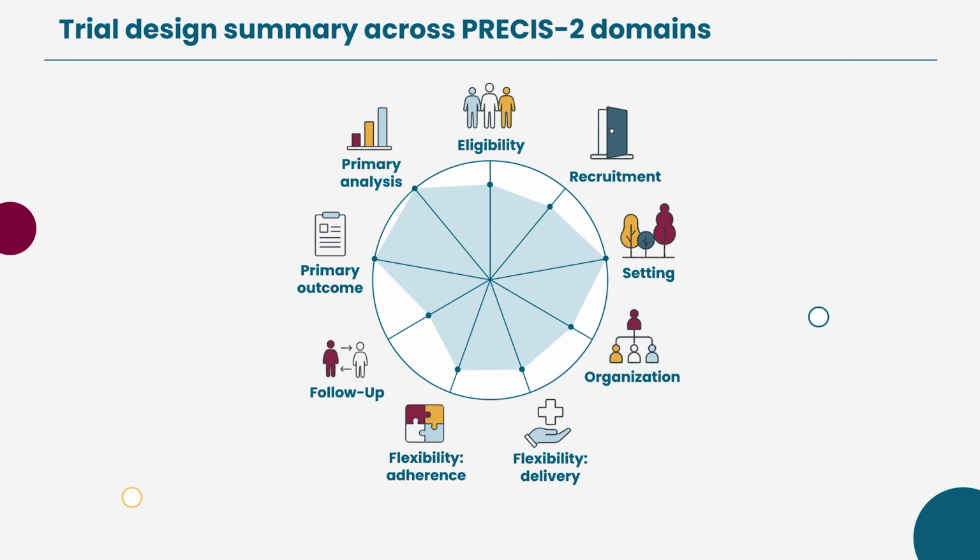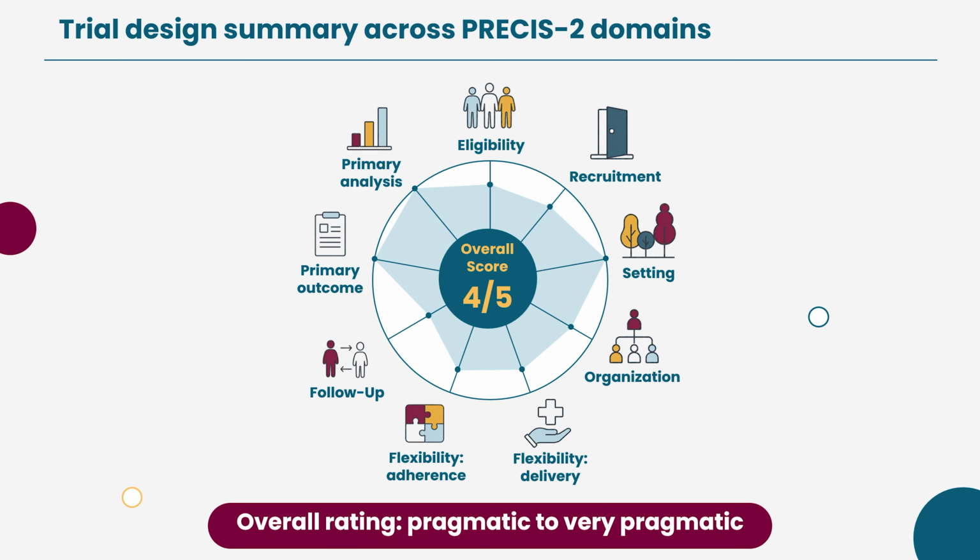This spider plot summarizes the trial design across all 9 PRECIS-2 domains. Overall, the trial was rated as pragmatic to very pragmatic, with a score of 4 out of 5. This design supports the generation of evidence that contributes to the existing CPP evidence base and helps facilitate implementation, spread, and scale-up of the intervention.